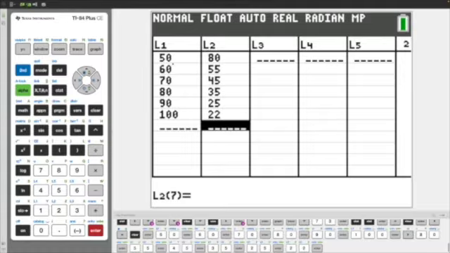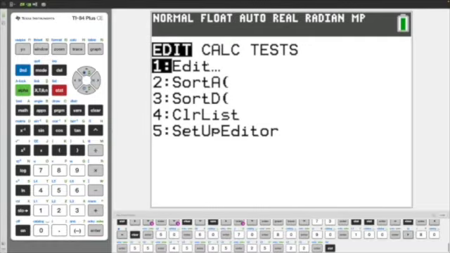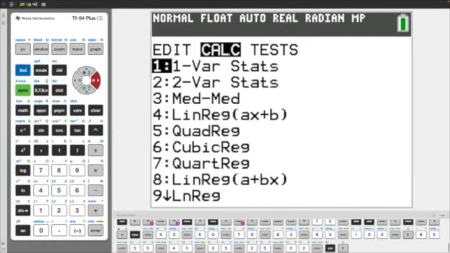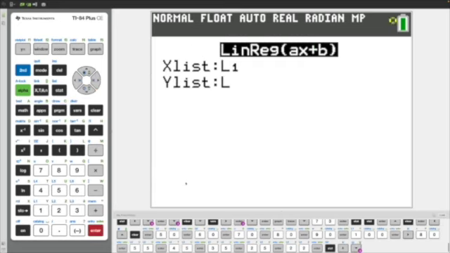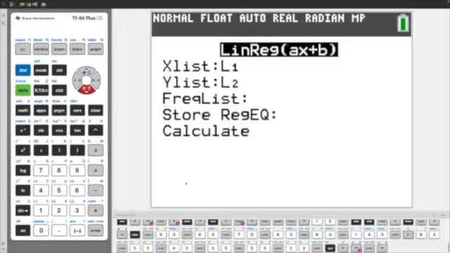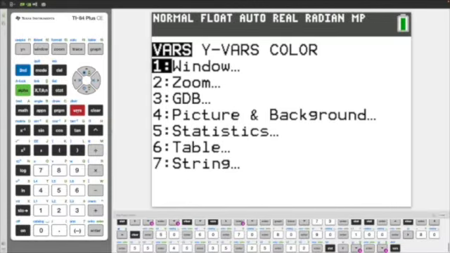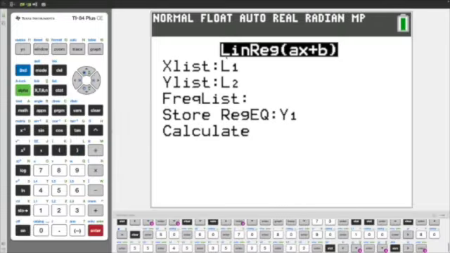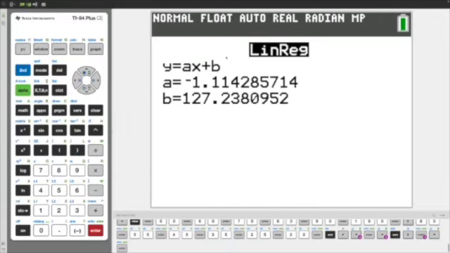Okay, so I have the data from our notes here. I go to Stat, Calc, Linear Regression. Either 4 or 8, it doesn't matter. X list is L1, Y list is L2. Again, I do highly recommend storing your regression equation. So Vars, go over to Y-Vars, function Y1, and hit calculate.